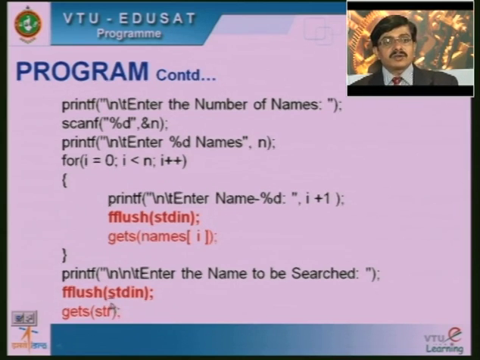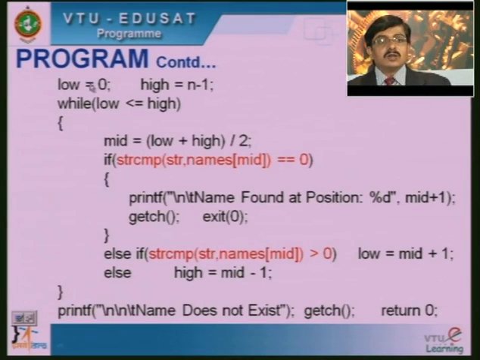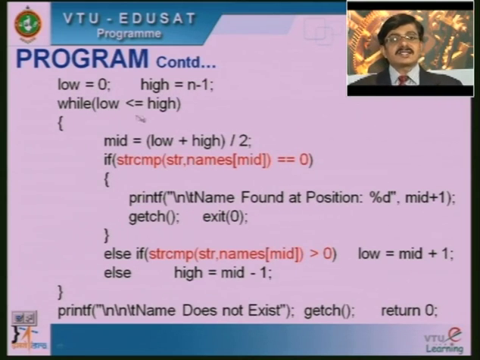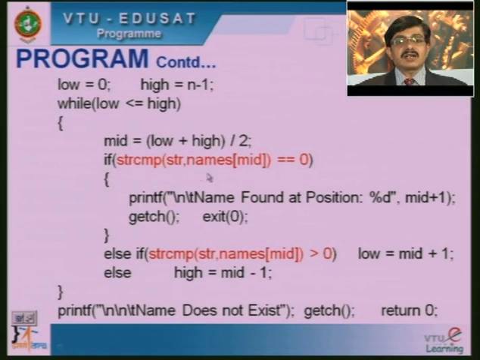Now, after that we have to perform the binary search operation. low is equal to 0, high is equal to n minus 1. So, while low is less than or equal to high, what I do here is mid is equal to (low plus high) by 2. I compute the middle value, then I compare here strcmp(str, name[mid]).